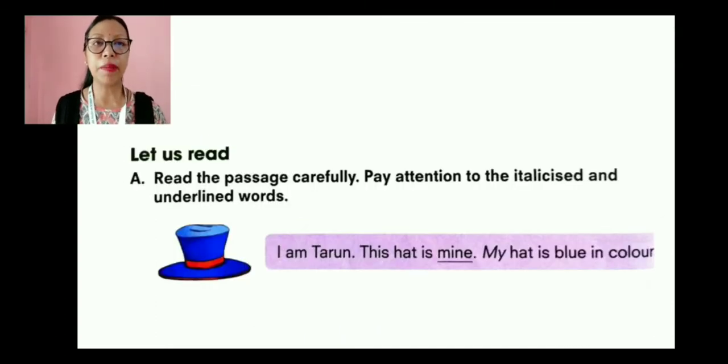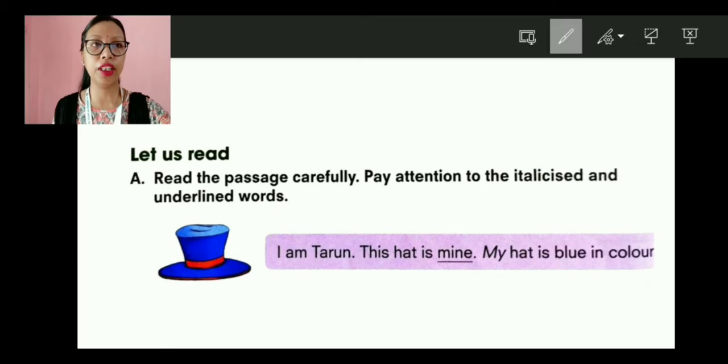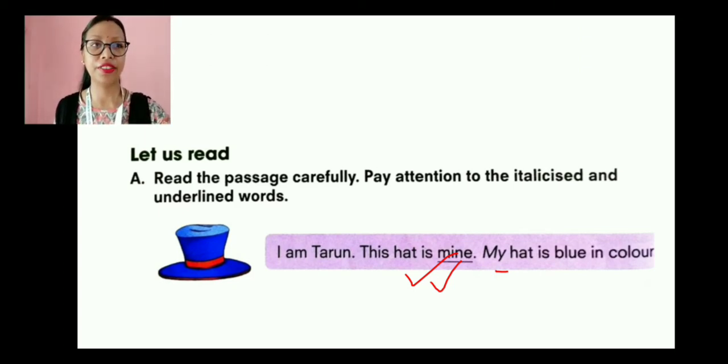Now let us read the passage carefully. Pay attention to the italicized and underlined words. I am Tarun. This hat is mine. My hat is blue in color. Now the underlined word, this mine. Mine is a possessive pronoun. Then my hat is blue in color. So here my hat. Whose hat? My hat. That means it's a possessive adjective.